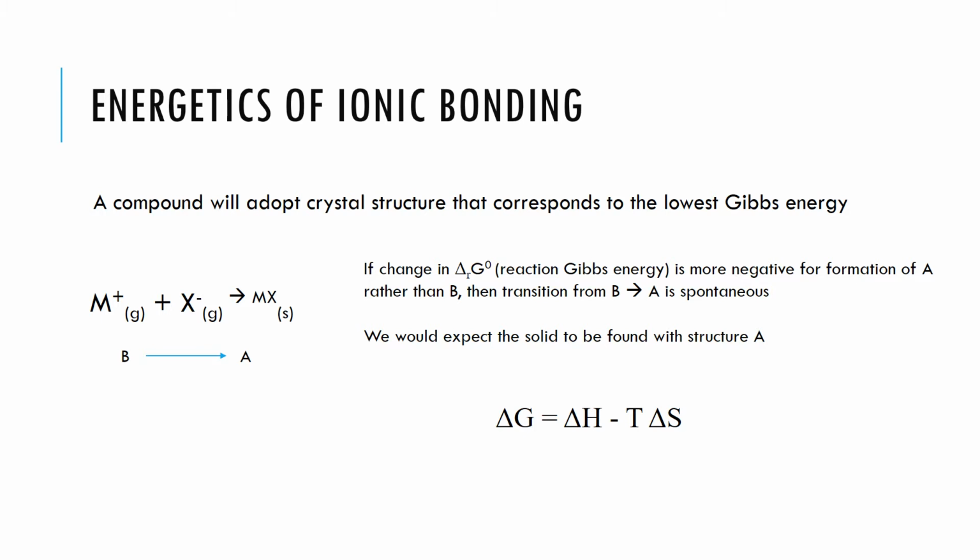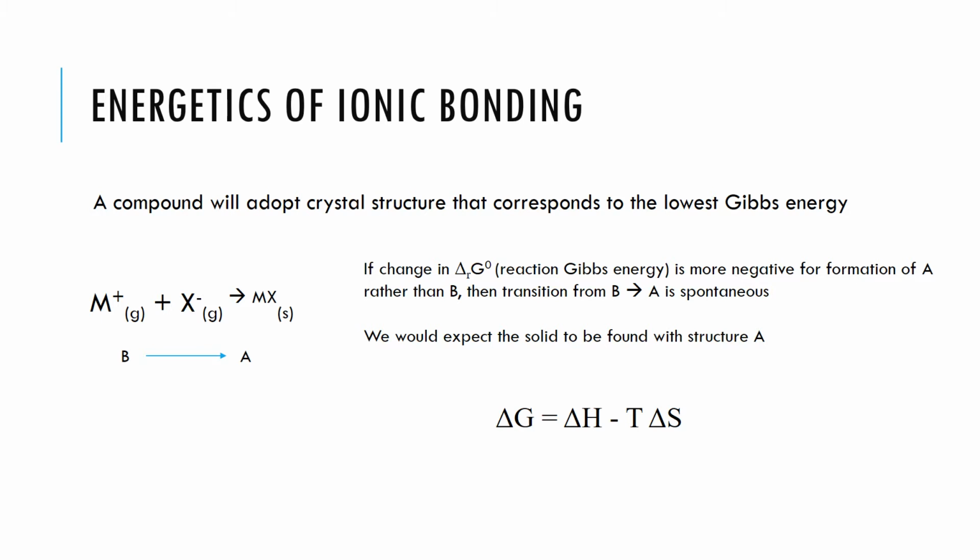So look at the process that I show you in that generalized schematic on the left there. M plus X minus, both in the gaseous state, forming MX in the solid state. MX is our ionic crystalline material here, and we're considering its formation from two ions of opposing charge in the gaseous state, B to A, if you like.